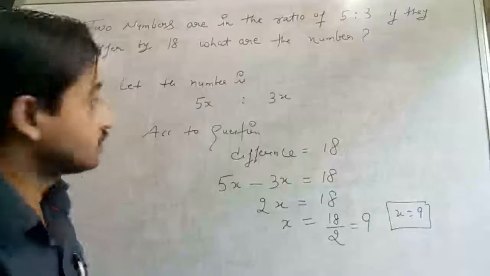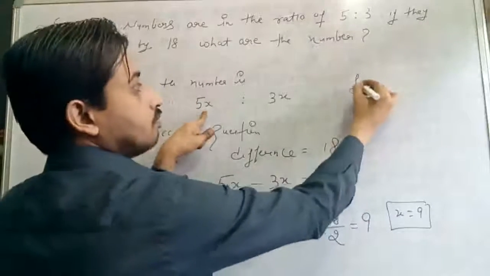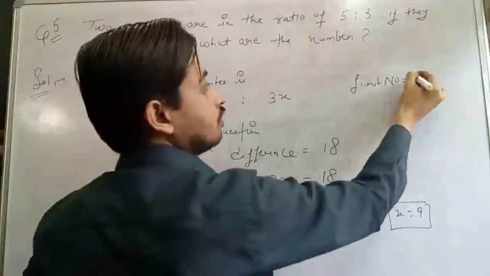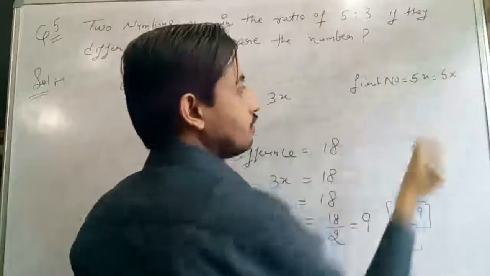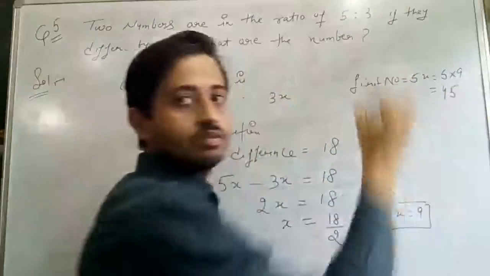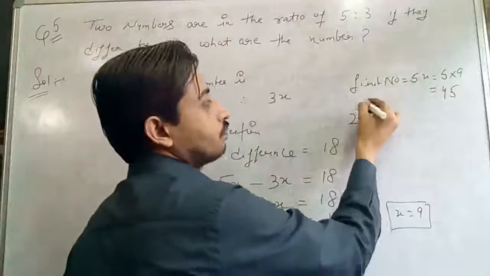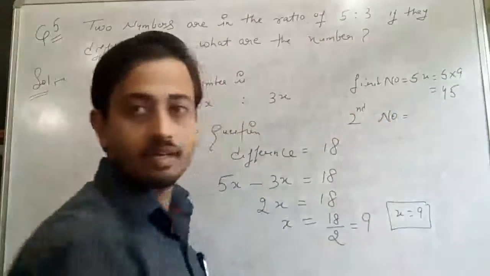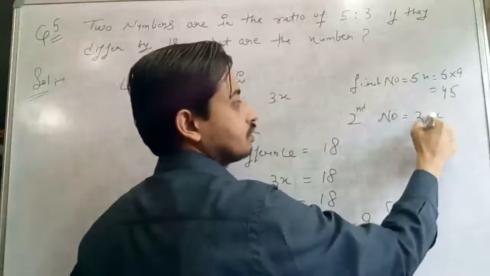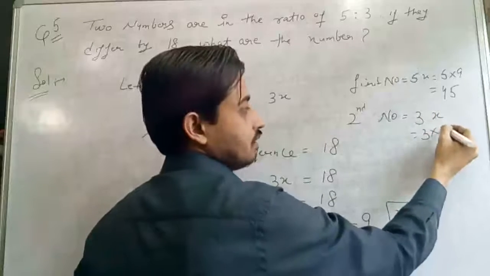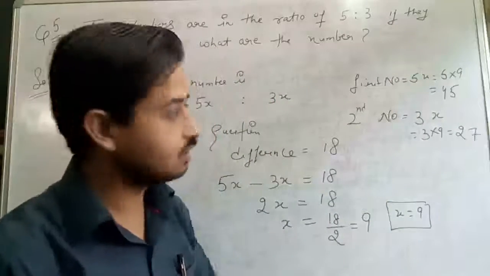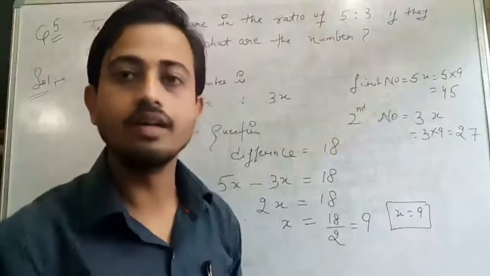Now our first number is 5x. It means 5 and the value of x is 9. So 5 nines are 45. This one is your first number. Your second number is 3x. It means 3 multiplied by x. 3 into 9 is equal to 27. So your second number is 27. Make a note first.